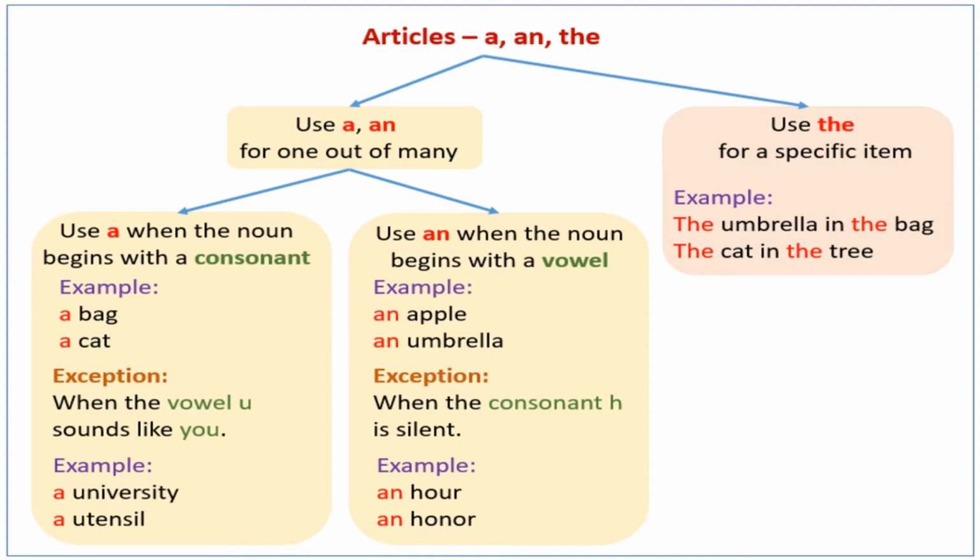And another one, use an when the noun begins with a vowel sound. You know that the vowel sounds are A, E, I, O, U. For example, an apple. The sounds of vowels: A, apple. An umbrella. The U sound is produced here. Exception: when the consonant H is silent.